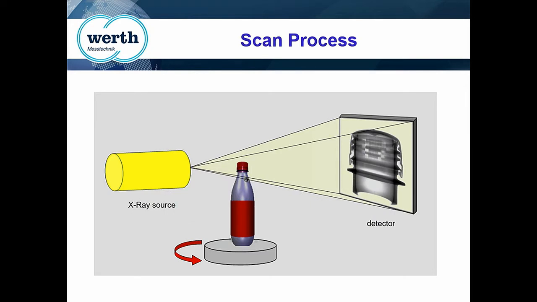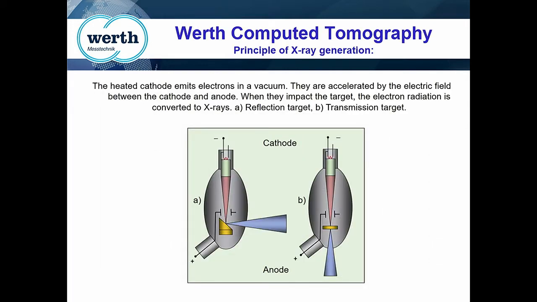So the basic principle of CT is you have your X-ray source on one side, your part rotating 360 degrees in the center, and your detector on the other side. Werth uses transmission target tubes. This is important because a lot of other companies use reflective target tubes. When the electrons hit the target, they form and bounce off into an X-ray cone, and with the reflective tubes, that bouncing off of the target does not allow you to get as tight a focus spot as with the transmission target tubes, where the X-rays are transmitted through the target.